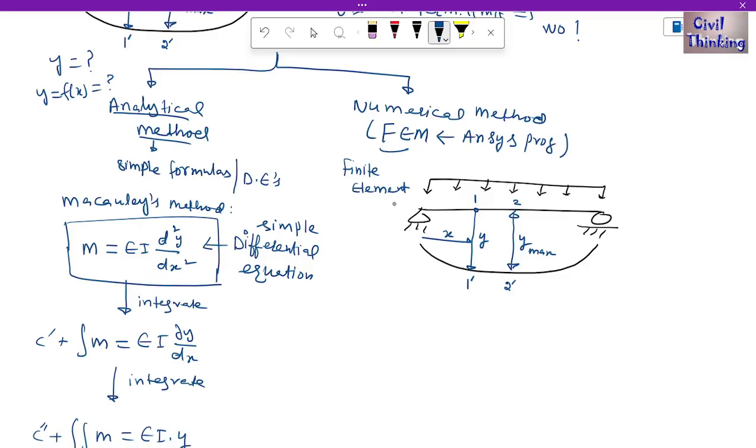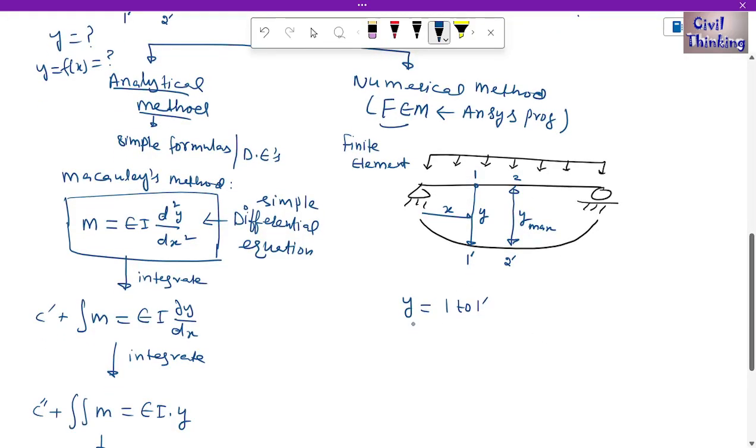So what is this finite element? Let me first tell you like this. If we take the same beam problem and we want to find y, in FEM, what does it do? It will calculate y. For example, this is point 1. Y is the deflection of 1 to 1 dash. When 1 moves to 1 dash, we get y deflection.